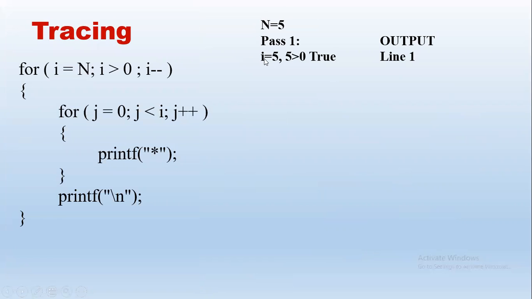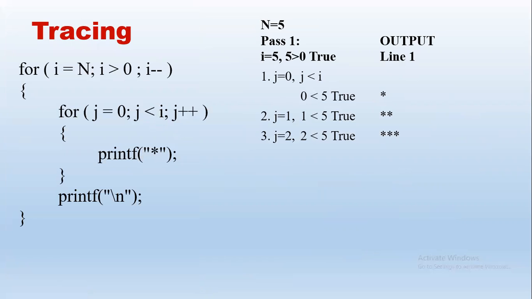n is 5. So 5 greater than 0, true. In pass 1, we are going to print the first line. Line 1 is with the value of j. So j equal to 0, 0 less than 5. The condition is true, so we print a star once. Next, j is incremented to 1, 1 less than 5. True. Print the star a second time in the first line.